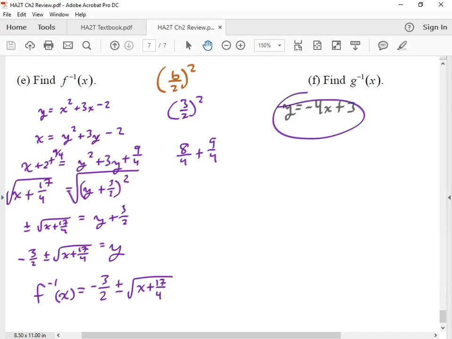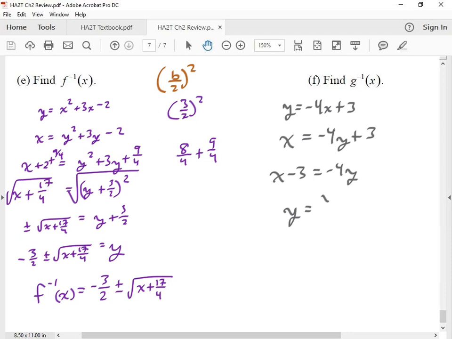This guy over here, he's a little prettier. When I work on him, let's see, we got the x and the y, we switch those guys up. And then I get the y alone, so I subtract 3 from both sides. And then I divide both sides by 4. I get y equals x minus 3 divided by negative 4, which can be written as, let's see, we'll put the negative in front. We have x minus 3 over 4.